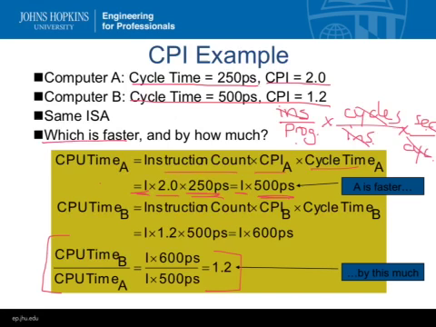B is going to be also I times CPI times cycle time. So we do I, number of instructions, 1.2 CPI, and 500 picoseconds for a cycle. So that one will take 600 picoseconds per instruction. So A is indeed faster by 20%.